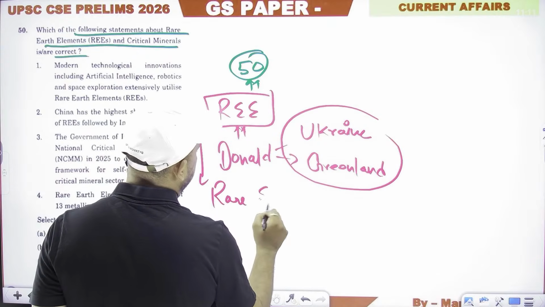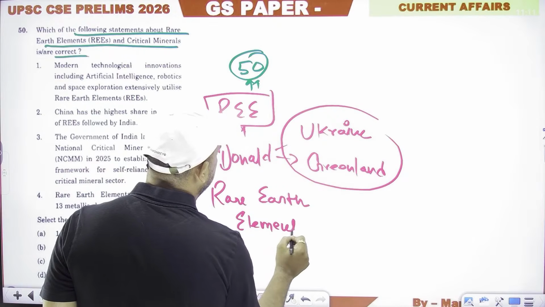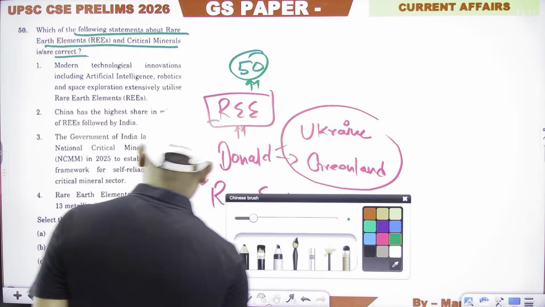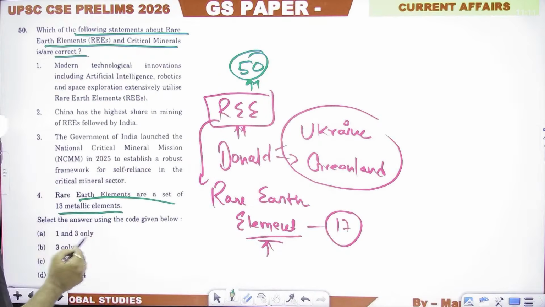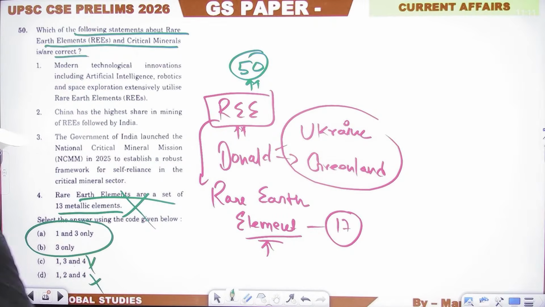Rare earth elements are 17 elements, and in the fourth statement they are saying that there are 13 elements which are rare earth elements. No, rare earth elements are not a set of 13 metallic elements. This is absolutely wrong. So it means that the fourth will never be correct. So we have to find from A and B only.